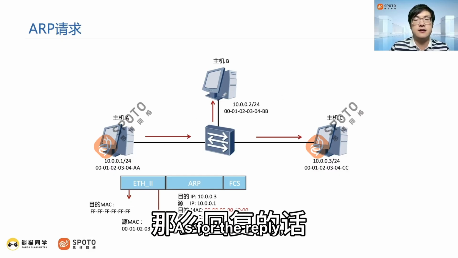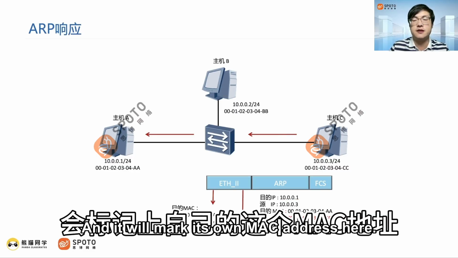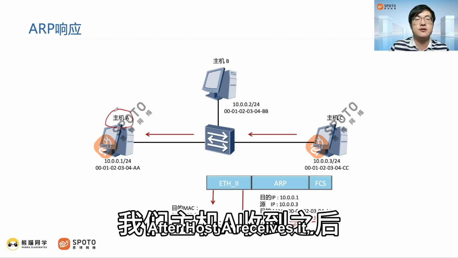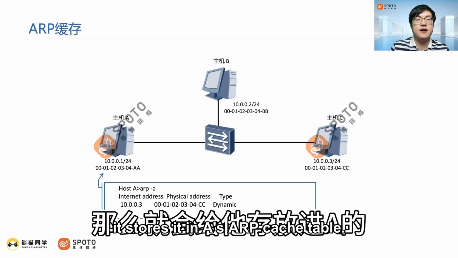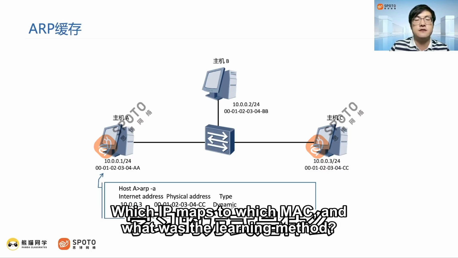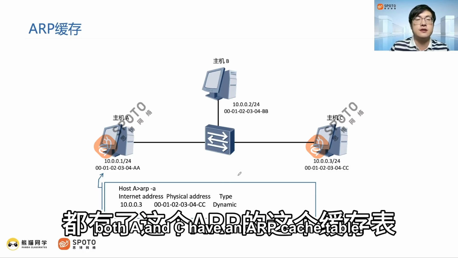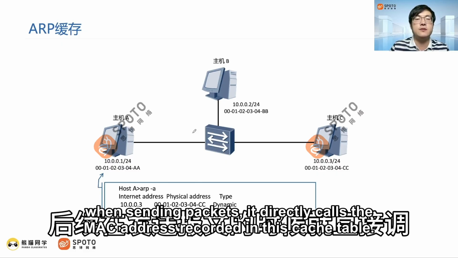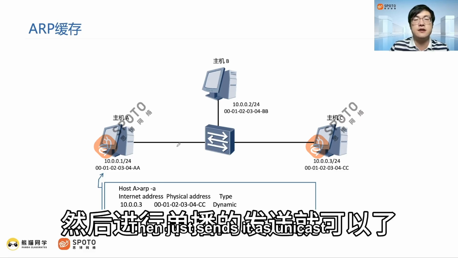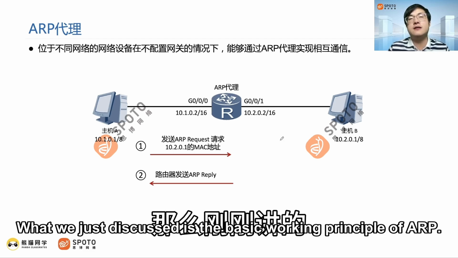As for the reply, it's sent as a unicast, and it will mark its own MAC address here. After host A receives it, it stores it in A's ARP cache table. Right? Which IP maps to which MAC, and what was the learning method? Everything is recorded. In this way, both A and C have an ARP cache table. For subsequent packets, it directly uses the MAC address recorded in this cache table and just sends it as unicast. That's it. What we just discussed is the basic working principle of ARP.